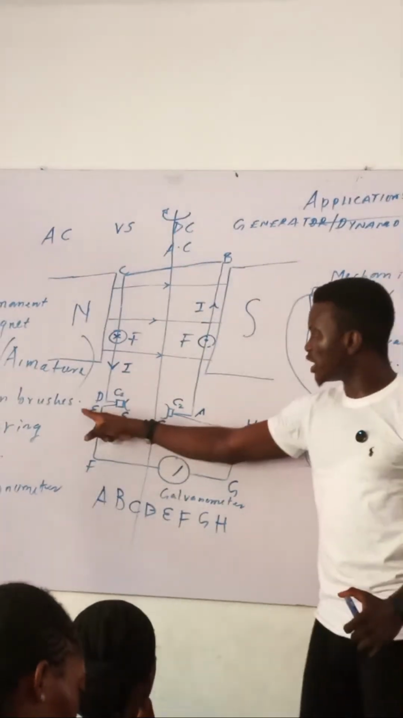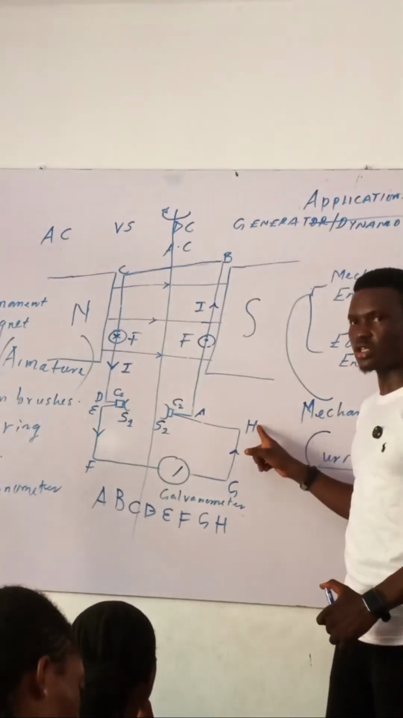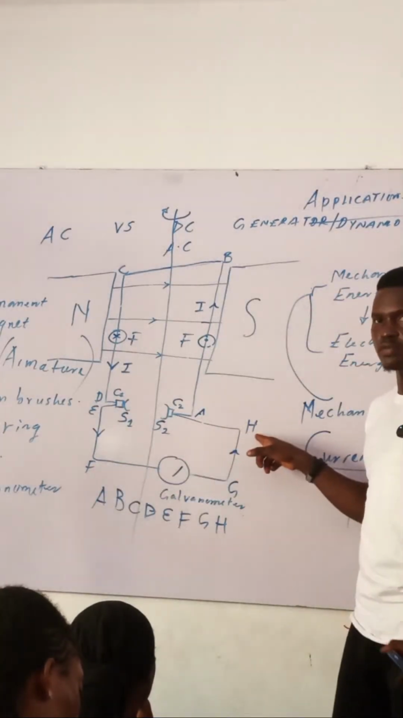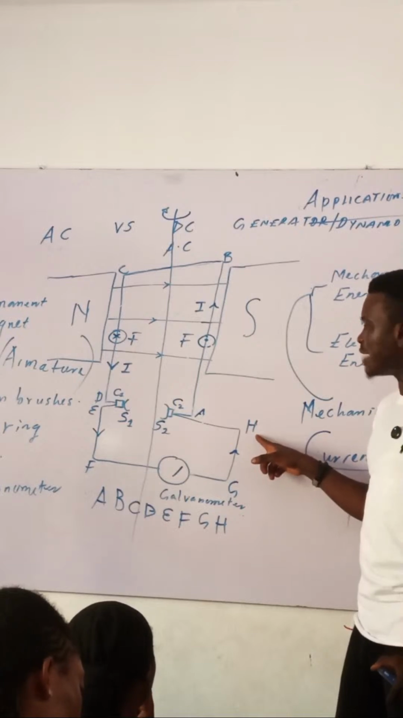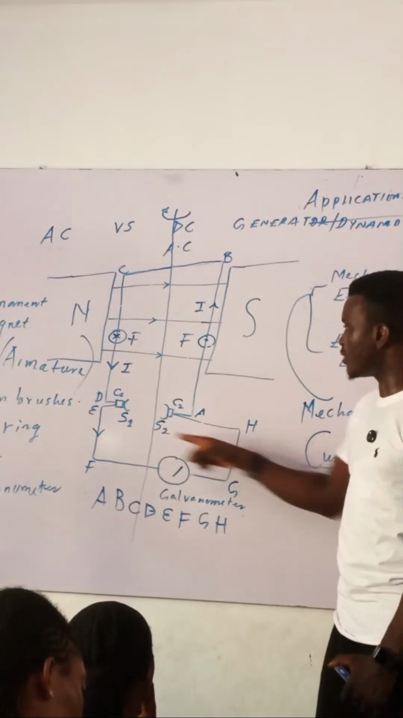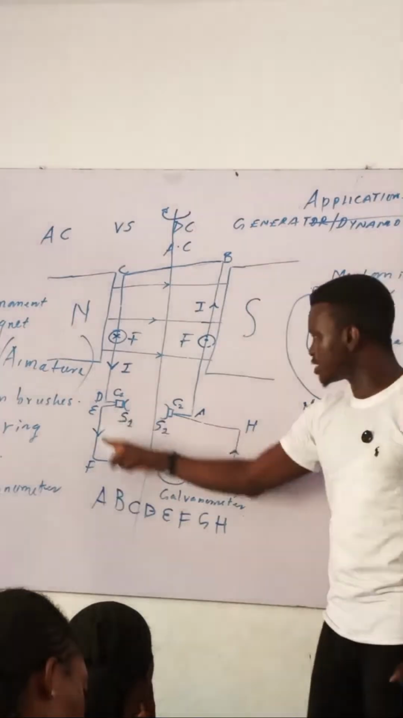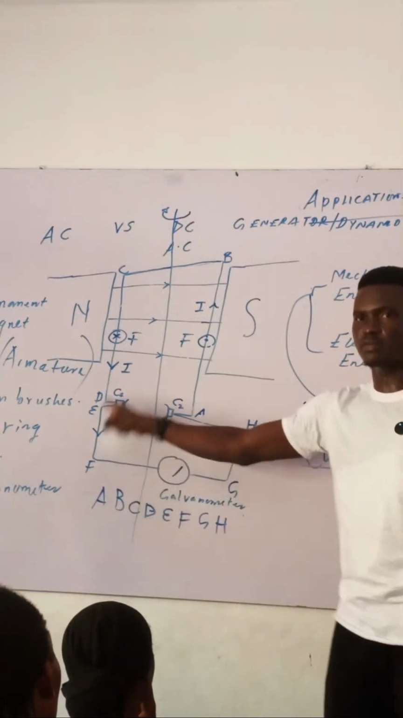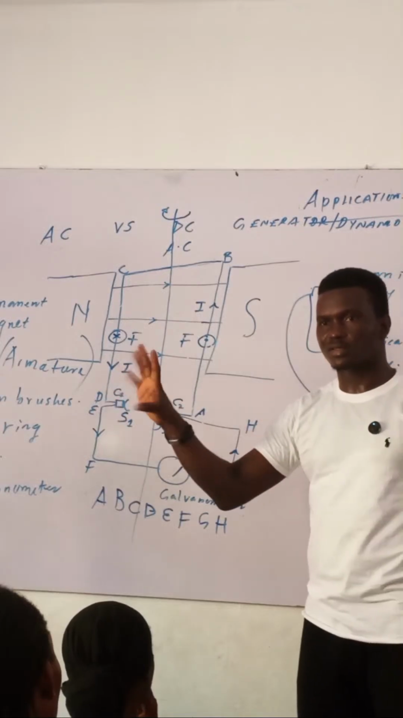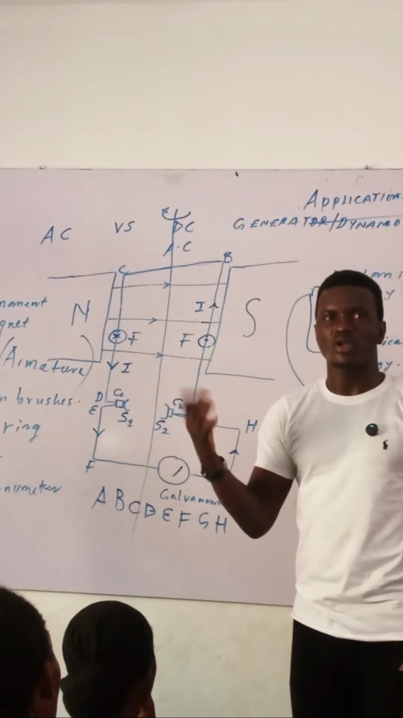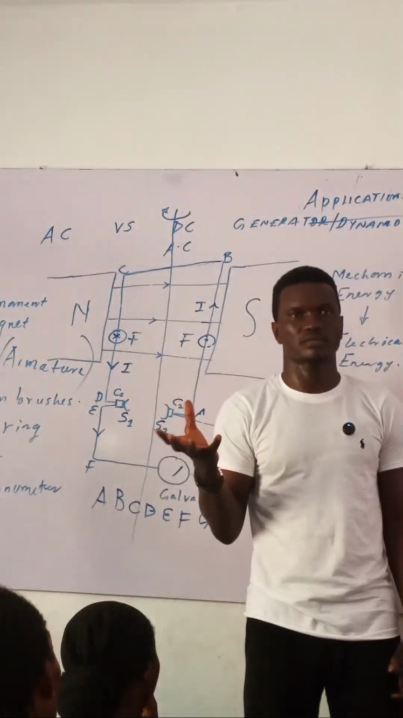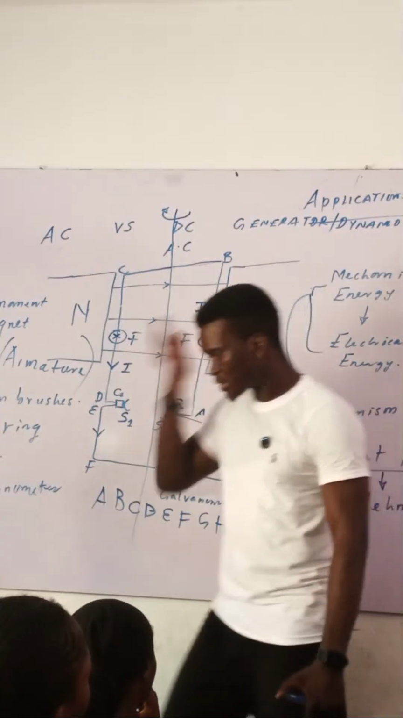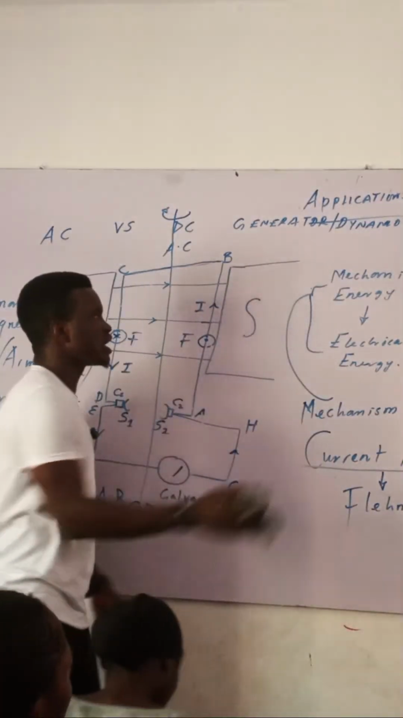What went through E, F, G, H will now go through H, G, F, E. So it will now be as if something that went through E, F, G, H was like this, and something going through H, G, F, E will be like this. It's alternate, and that's why we call it alternator, AC. But we have to draw that out, so let me quickly draw that out so that Mr. Felix can call me.